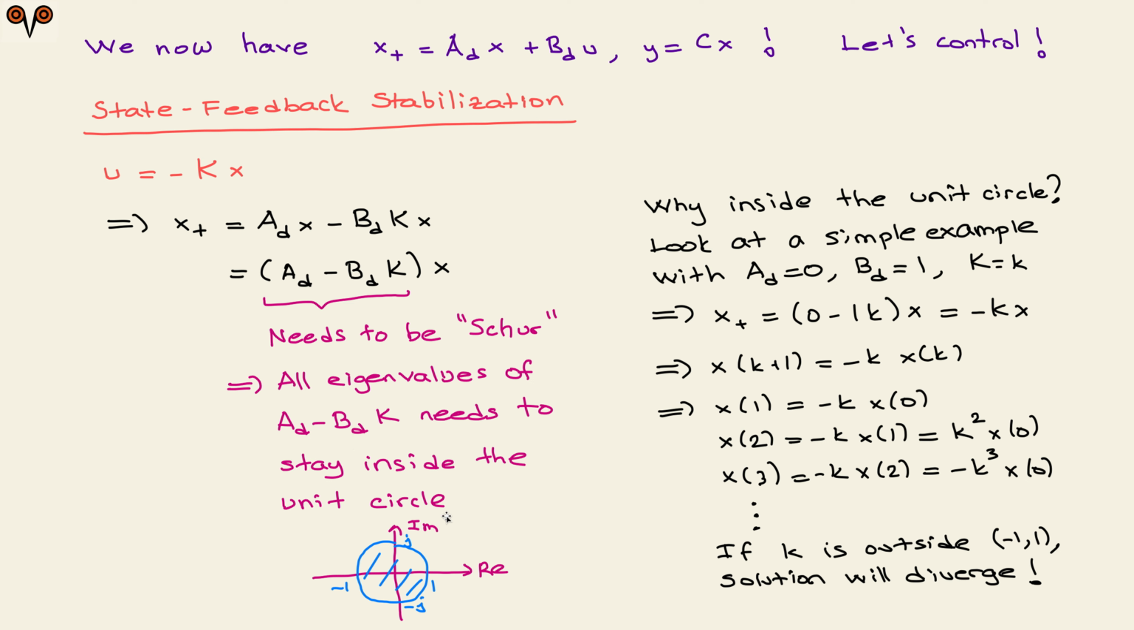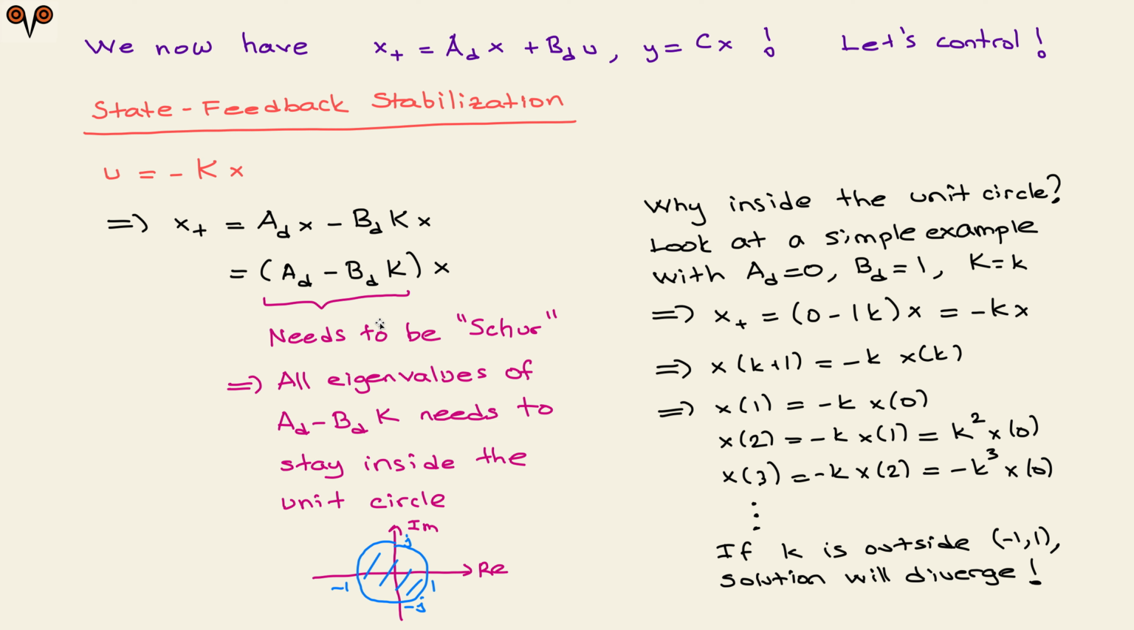Here's the unit circle on the complex plane. It is basically between minus 1 and 1, j and minus j. All eigenvalues need to be strictly inside this unit circle. If all eigenvalues are inside the unit circle, we say that A_D minus B_D K is Schur, and the resulting controller will do the stabilization job, which I will explain. You can always find a stabilizing gain matrix K when A_D and B_D are controllable.